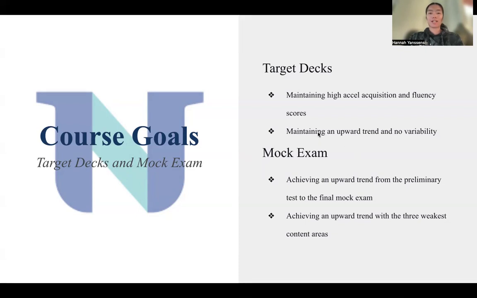And then regarding the mock exam, I intend to achieve an upward trend from the preliminary test to the final mock exam. And then again, another upward trend within the three weakest areas.